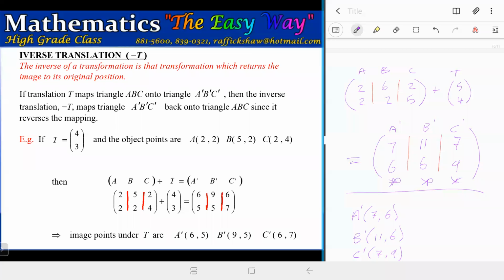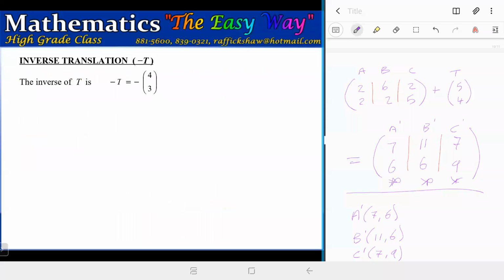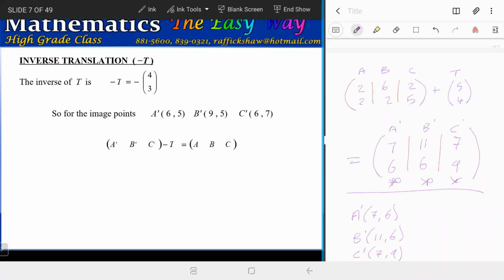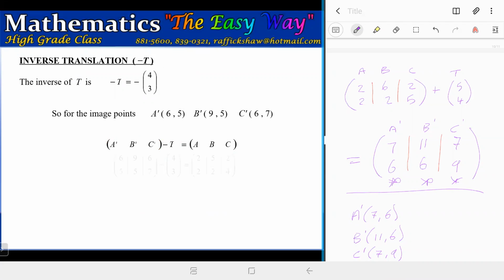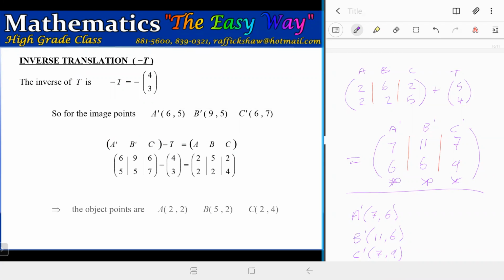And what we are saying is that the inverse on the other page will reverse it and carry it back, which everybody figured out already. If you subtract t from the image points, minus t is going to take it back to the object, which is almost common sense. So put the matrix together again, three in one, subtract the t, and get the three in one back to the object.